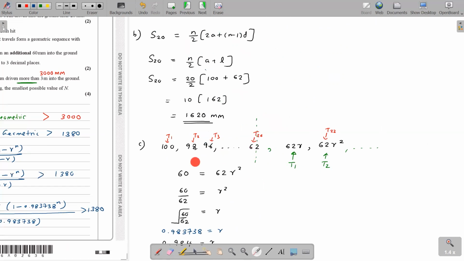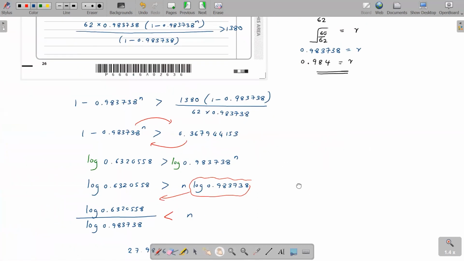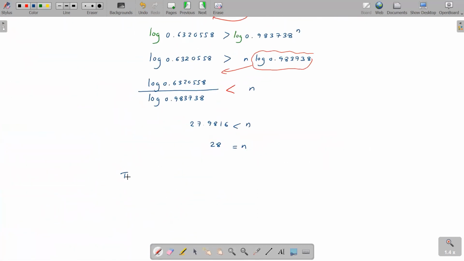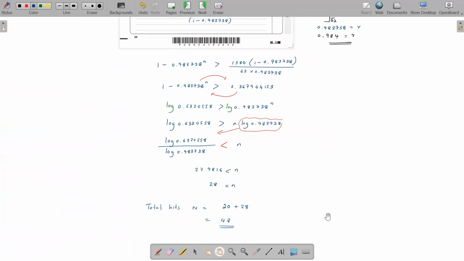In addition, before that, there were how many more hits? 20, because there are now 28 hits from the geometric. Previously, there were 20 hits from the arithmetic. Altogether, how many hits? So total number of hits, capital N, is 20 plus 28. 20 from arithmetic, 28 from geometric. Total number of hits is 48. Is this clear?